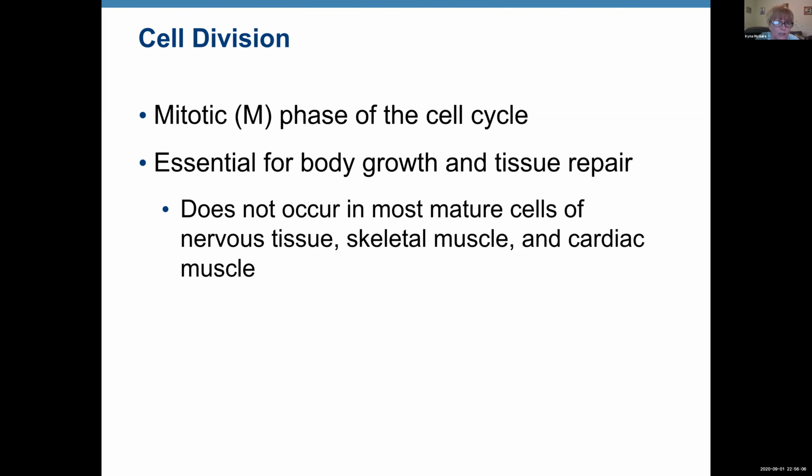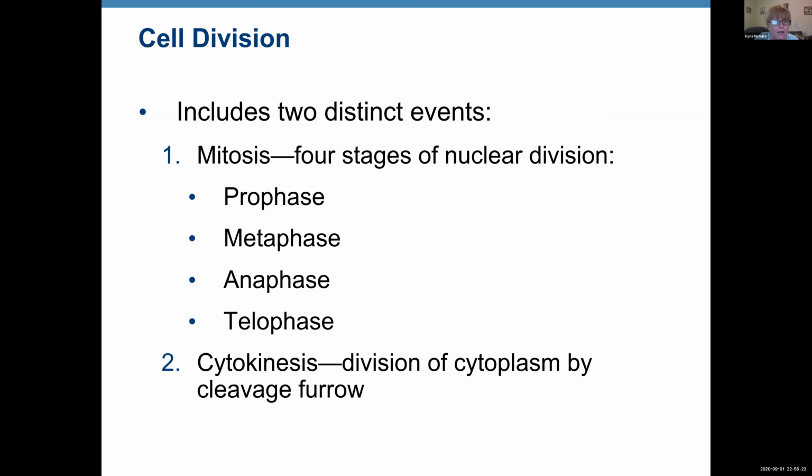And then we get to cell division, or M phase. Cell division is essential for body growth and tissue repair. It does not occur in most mature cells of nervous tissue, skeletal, or cardiac muscles. So not every single cell of your body divides. Mitosis is made of four major stages, prophase, metaphase, anaphase, and telophase, and cytokinesis is division of the cytoplasm by a cleavage furrow.